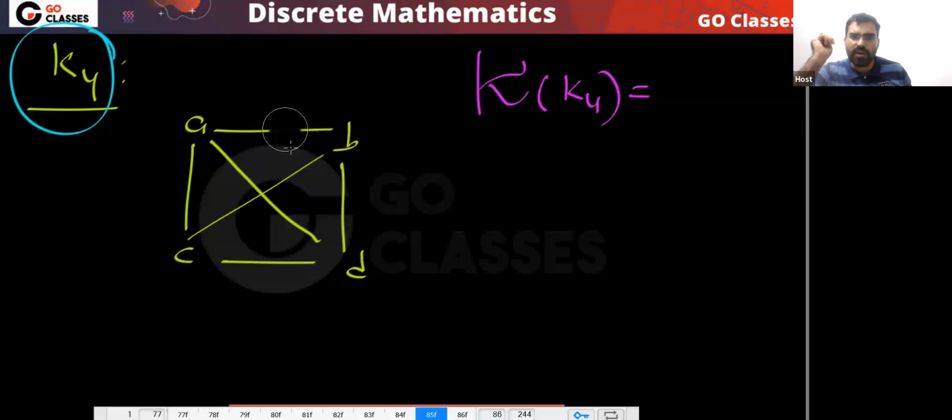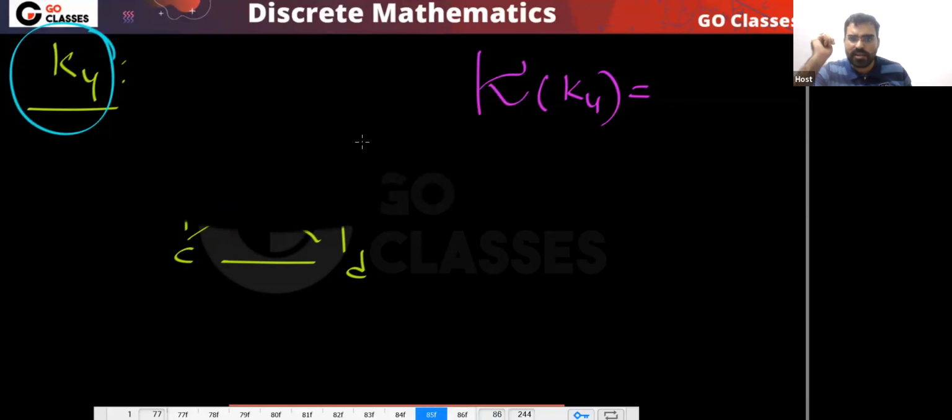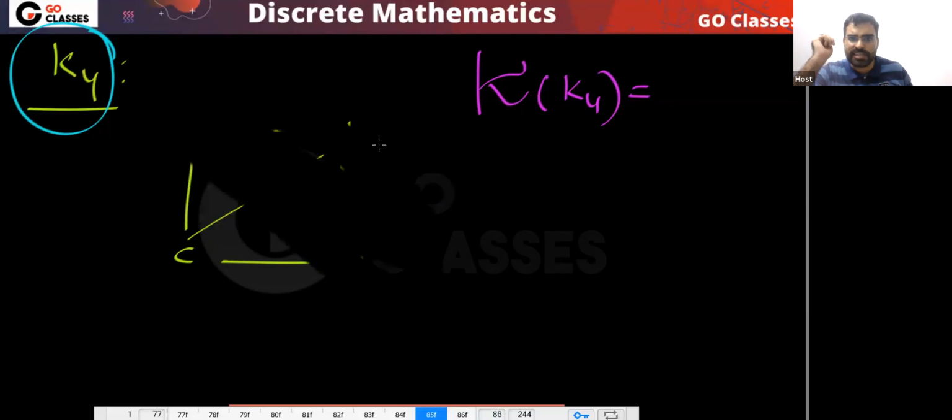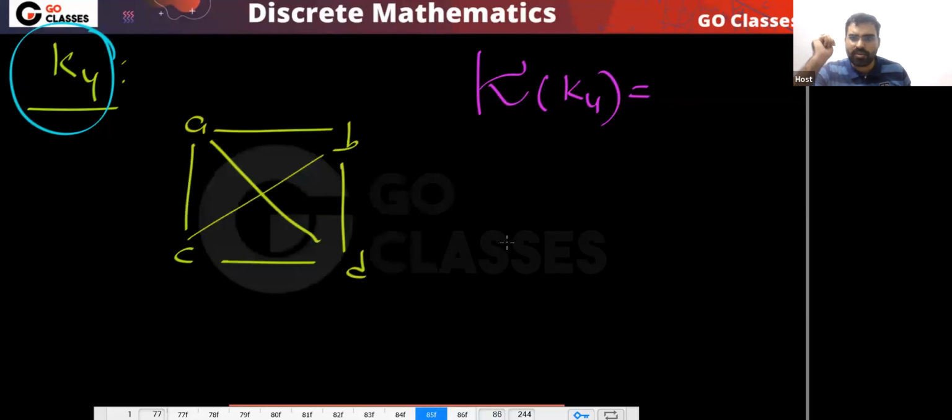Okay, tell me, if I remove one vertex, will I disconnect? No. If I remove two vertices, will I disconnect? No. If I remove three vertices, will I disconnect? No. So you can notice, what should be the answer?